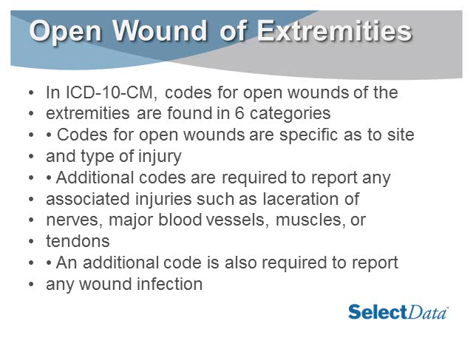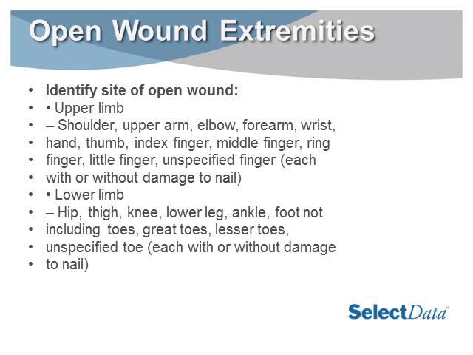Now for open wounds of the extremities in ICD-10, there are 6 categories. Codes for open wounds are now specific as to site and type of injury, and additional codes are required to be reported for any associated injuries such as laceration of nerves, major blood vessels, muscles, or tendons, and an additional code would also be reported if there was any wound infection present. You must identify the site of the open wound. Is it of the upper limb, which includes the shoulder to the finger, or the lower limb, which is from the hip to the toe?